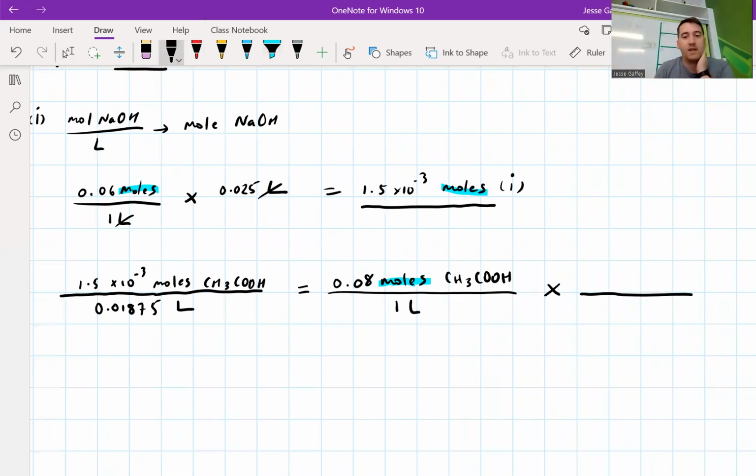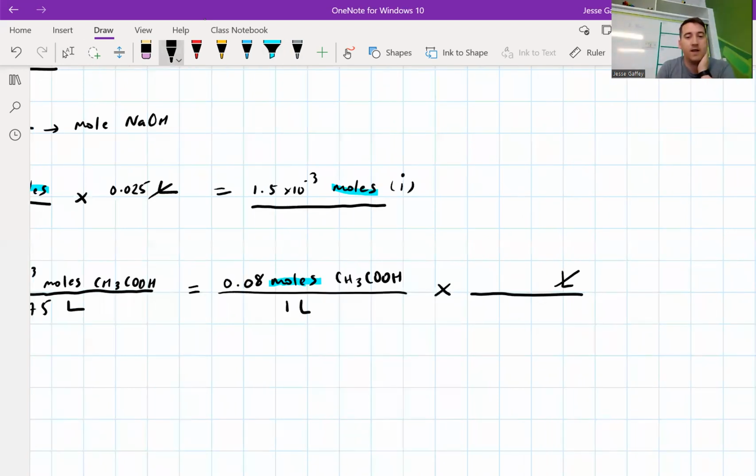And I want liters to cancel, so I'll put it on the top and it can cancel here. And I want cm cubed left, so I'm going to put that on the bottom. So that gives me moles of CH3COOH over centimeters cubed. All right, so the relationship here is that there are 1 liter for every 1,000 cm cubed. So once we do this, we should have our answer in moles per cm cubed. So let's go ahead and do this part of the sum now. 0.08 over 1 times 1 over 1,000.